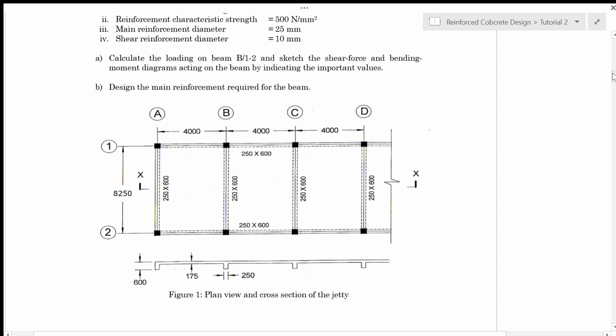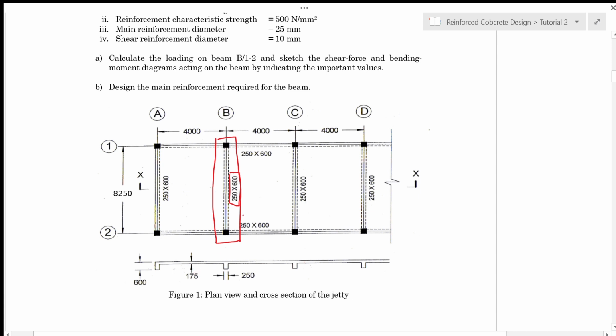So this jetty here has a series of continuous beams which are 4 meters each, and then it has got simply supported beams at 0.25 meters in the transverse direction. And then the beam that we are going to design is on grid line B12, which is this particular beam with a cross section of 250 by 600 mm.